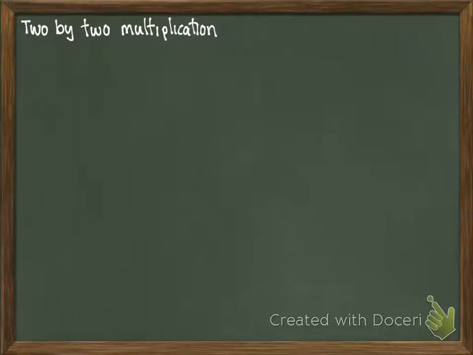Today we're going to talk about 2 by 2 multiplication, so 2-digit by 2-digit multiplication. We're going to be working with the problem 12 times 34. Now what happens if we took the 1 away and we just had 2 times 34? We've already done that, so let's review.